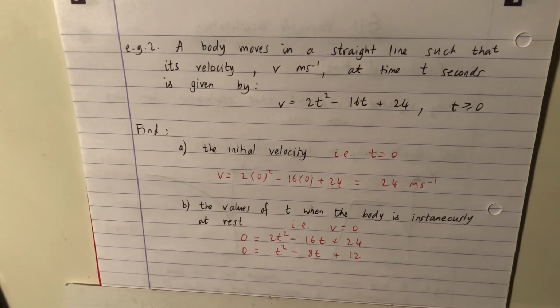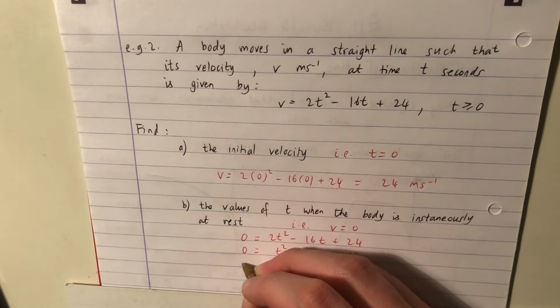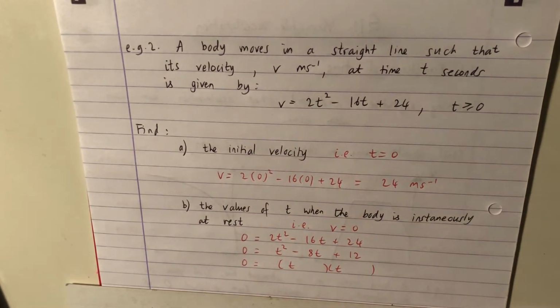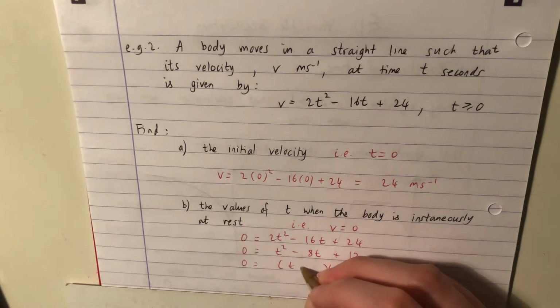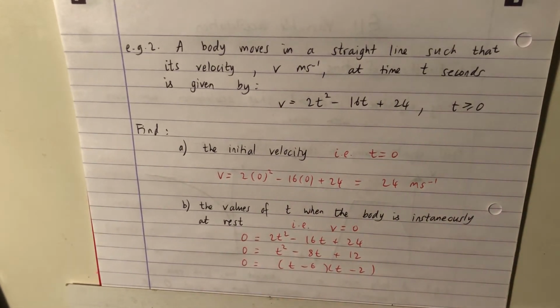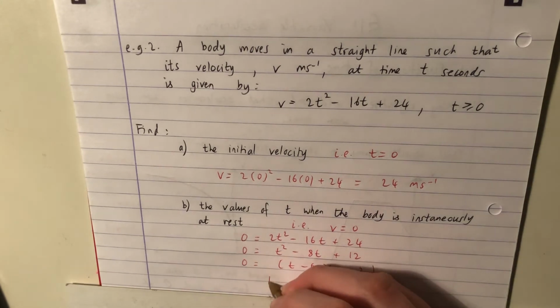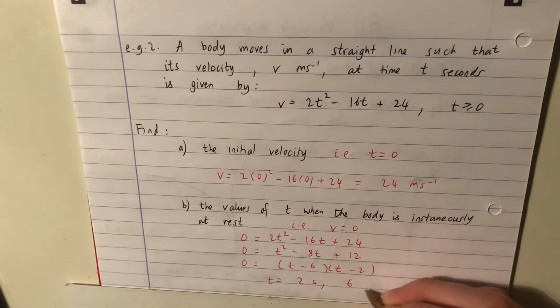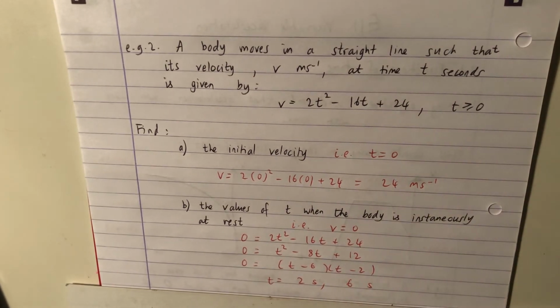And to be fair, in mechanics, you can just go straight to your calculator and solve it using your calculator, but it's always good practice to do factorizing. And I'm going to actually skip a few steps with this and go straight to the answer for the factorizing, which looks like it would be minus 6 minus 2, to give you two values of t, 2 seconds and 6 seconds. And that would be when the body is, for an instant, at rest.